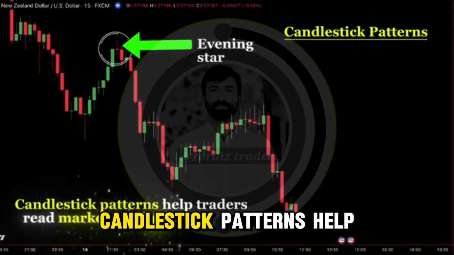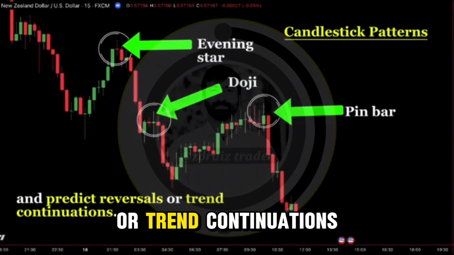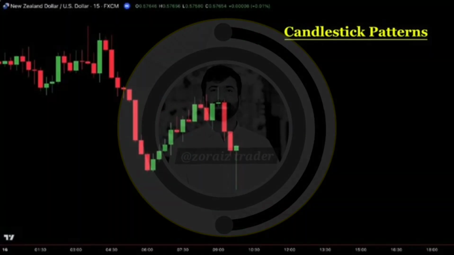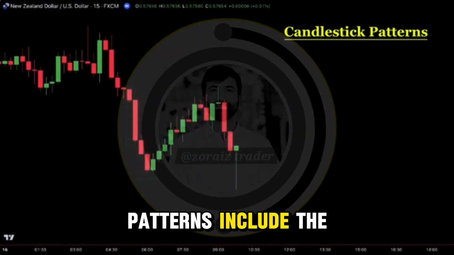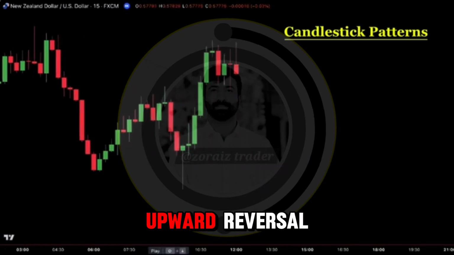Candlestick patterns. Candlestick patterns help traders read market sentiment and predict reversals or trend continuations. Some important candlestick patterns include the hammer, which has a small body and a long lower wick, signaling a potential upward reversal.